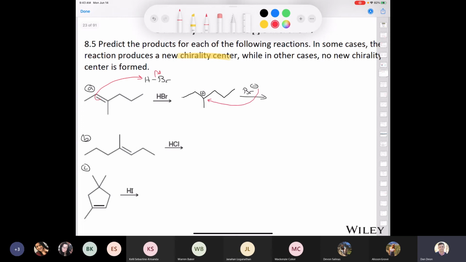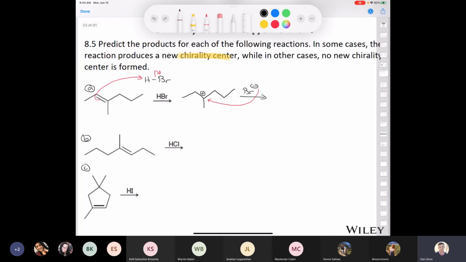There we go. Can anybody tell me, would I end up with a new chiral center here, yes or no? In my product, would there be a chiral center? Yeah, absolutely. Yes. I totally end up with a chiral center, don't I? And so you'd actually end up with a mixture in this case.